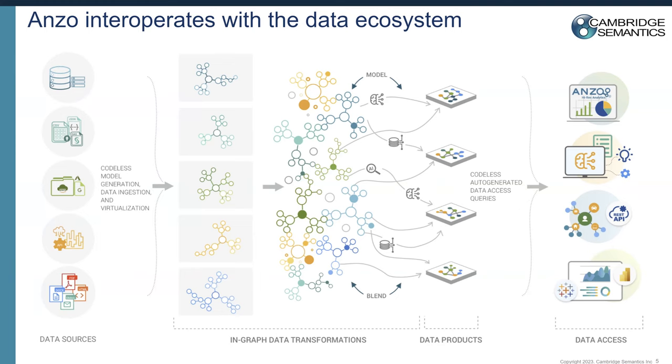Those would be data products. And then, of course, the data products are consumable through APIs, through dashboards, whether it be existing BI tools or our own codeless graph dashboarding tool. So that's more or less how we assemble these graphs.